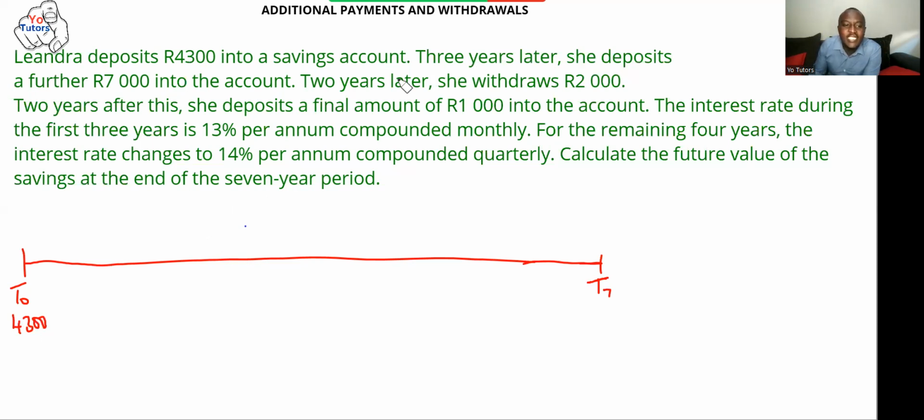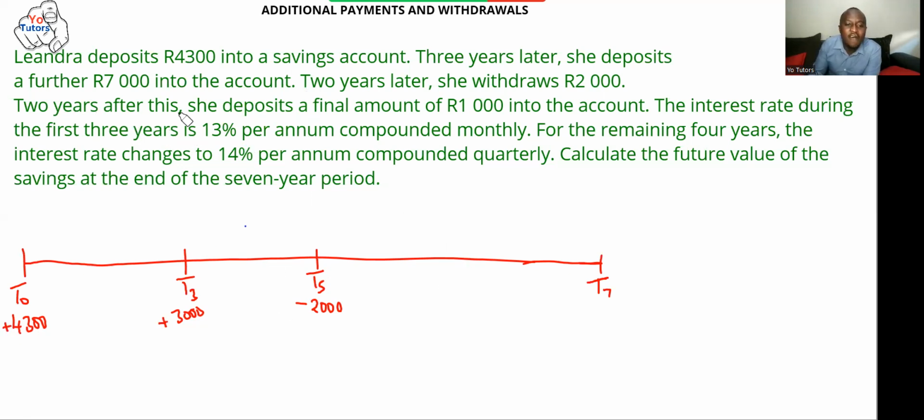Then 3 years later, she deposits 7,000. So we see that at T3 we have got 3,000 being added there. Then what else do we have? 2 years later, she withdraws, so it's going to be at T5 now. So at T5 is minus 2,000. This is plus. This is plus. Let's put what their withdrawals are now.